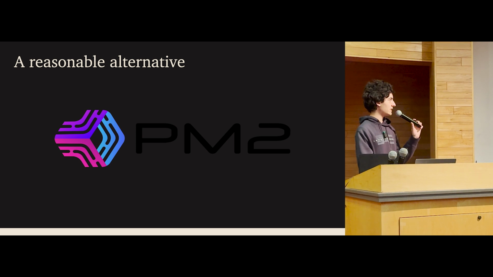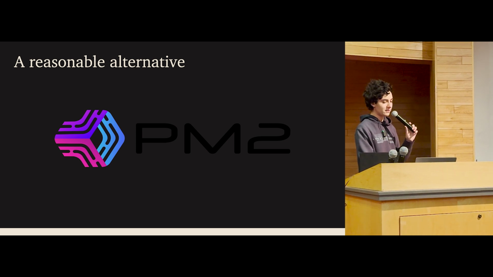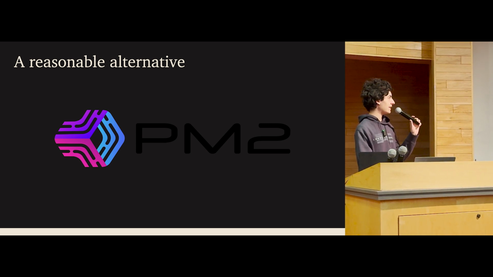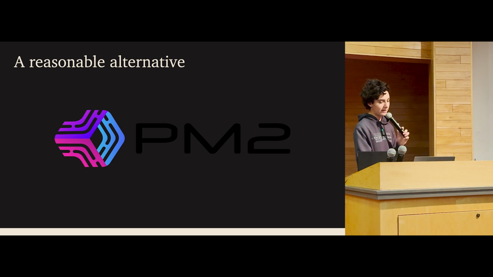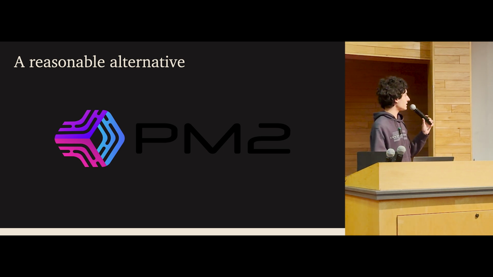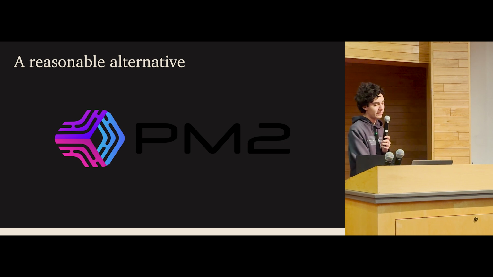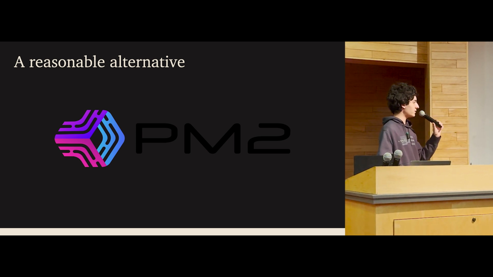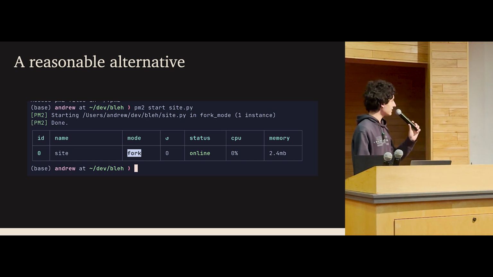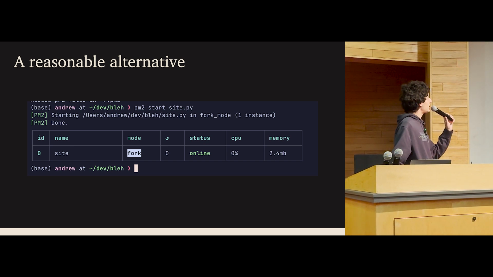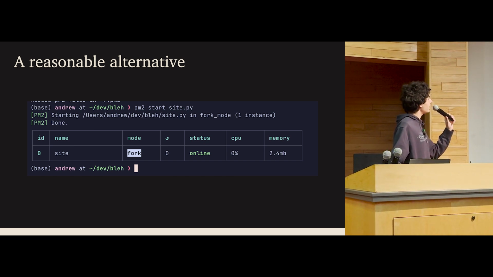I think it was originally designed to run Node.js applications, but it works for anything that you can run via the command line. And it basically ensures high availability for your projects by detecting when they crash and restarting them, monitoring resource usage. You can do multi-threading with it. It's awesome. Here's an example of me running this site, the little lightning talk site I made earlier.